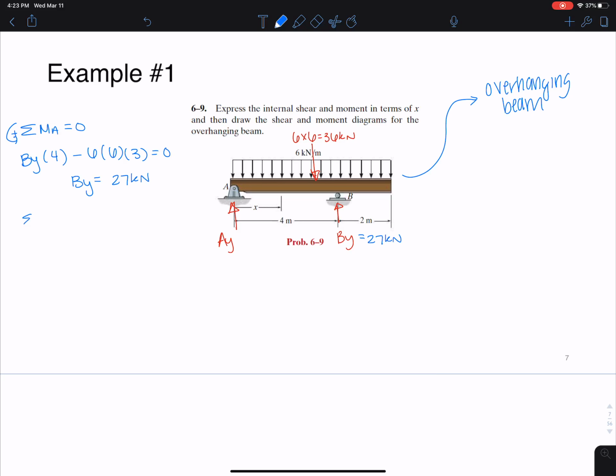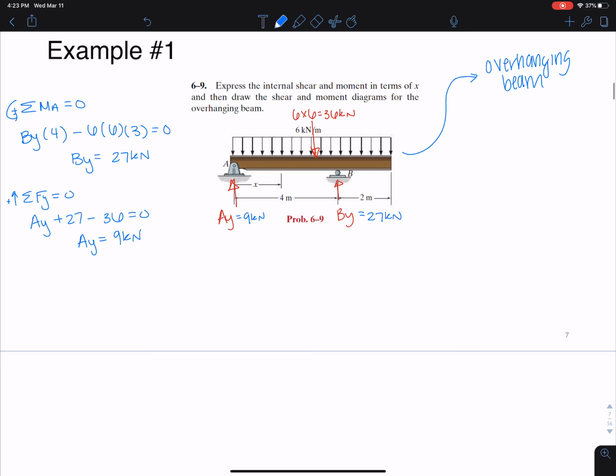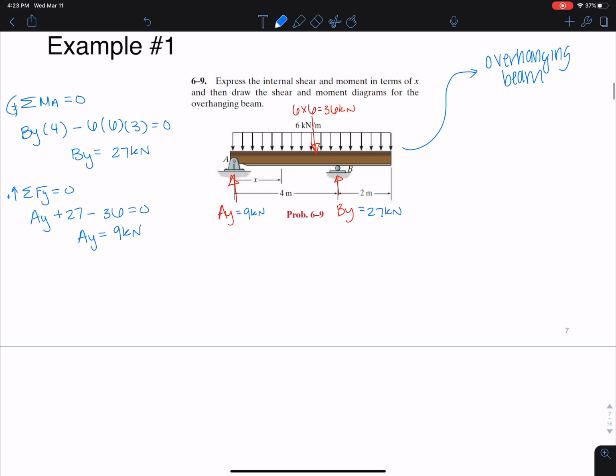And I'm going to take the sum of forces in the y direction. Up is positive, that's my sign convention. AY plus 27, what we just solved for, the BY, minus 36 equals 0. And I get AY is 9 kilonewtons. Okay. Good. So now we want to find the shear and moment. So V and M in terms of X, which means X is any point along that beam, right?